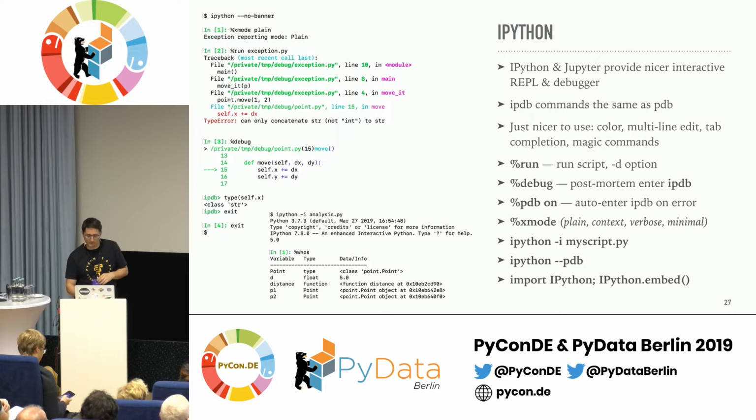You can also put this line, import IPython embed, somewhere in your script, and then run your program just through the normal Python, and then you will be dropped into an interactive IPython session at this point in the code, and you can again look around.